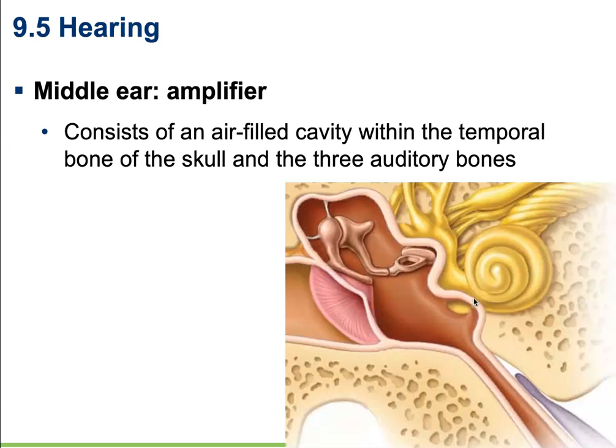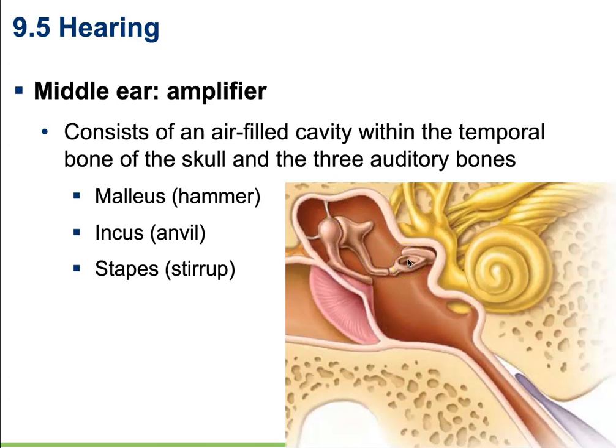The middle ear is going to be our amplifier region. This is going to consist of an air-filled cavity within the temporal bone of the skull and the three auditory bones that are named after their general shape. So those three bones are going to be the malleus, the incus, and the stapes. The malleus is the hammer, the incus is the anvil, and the stapes looks like a little stirrup. Does anybody know what the role is of these three little bones? They're going to pick up vibrations from the tympanic membrane, and they're going to transfer them to the oval window.